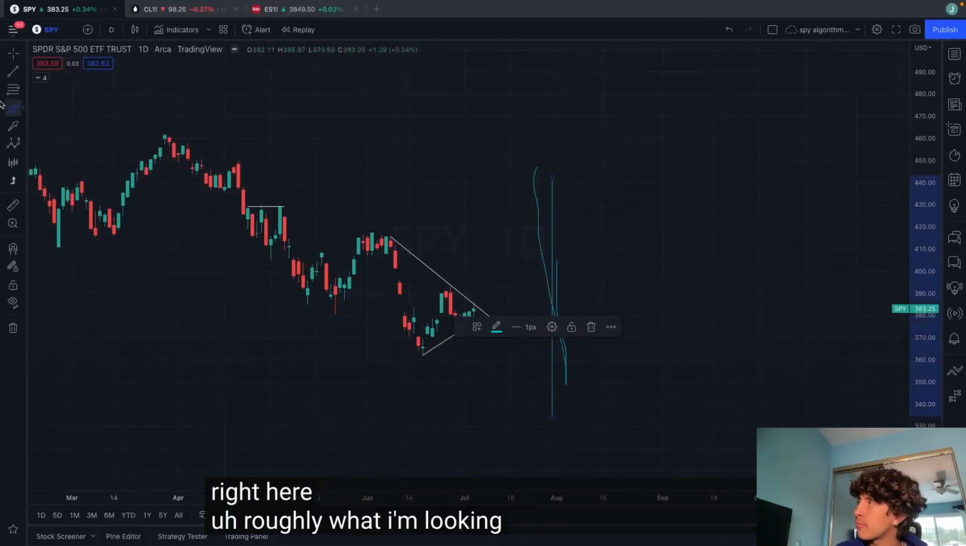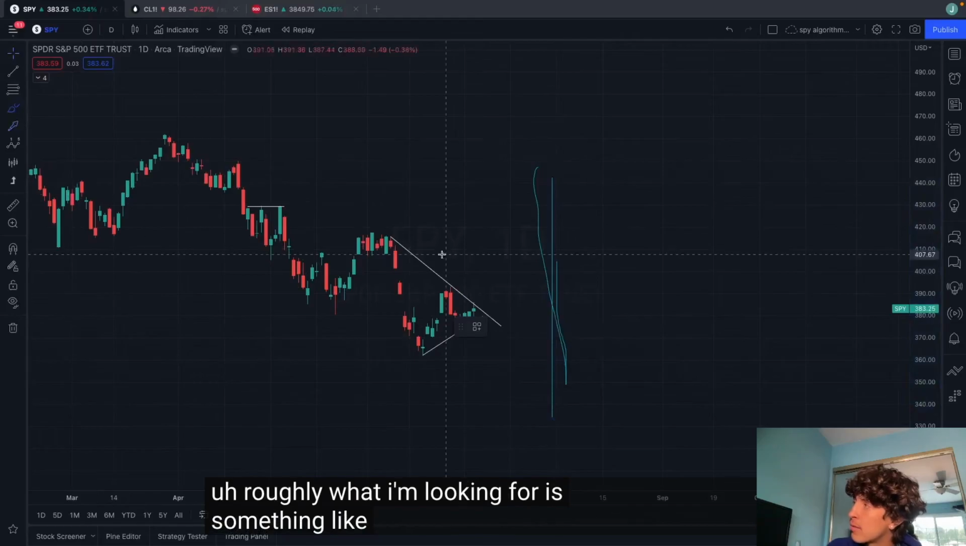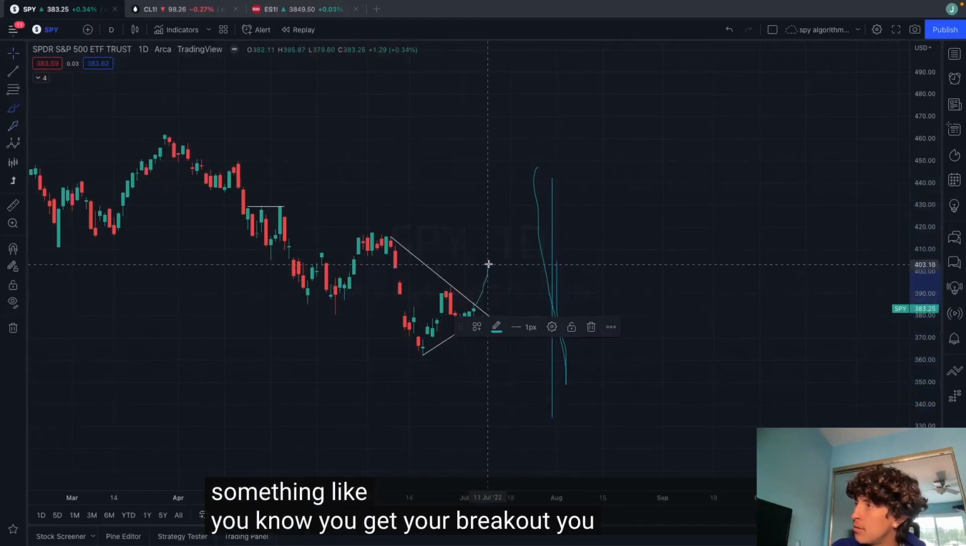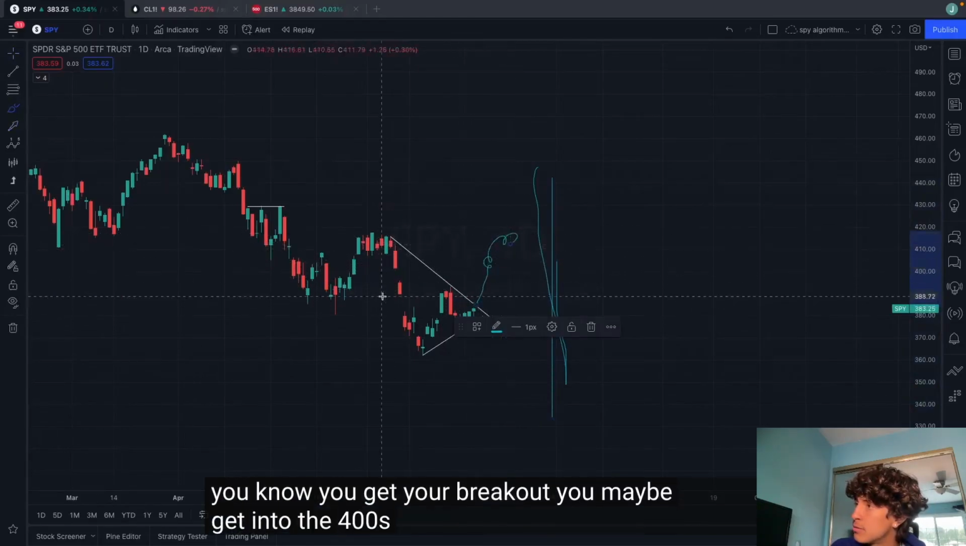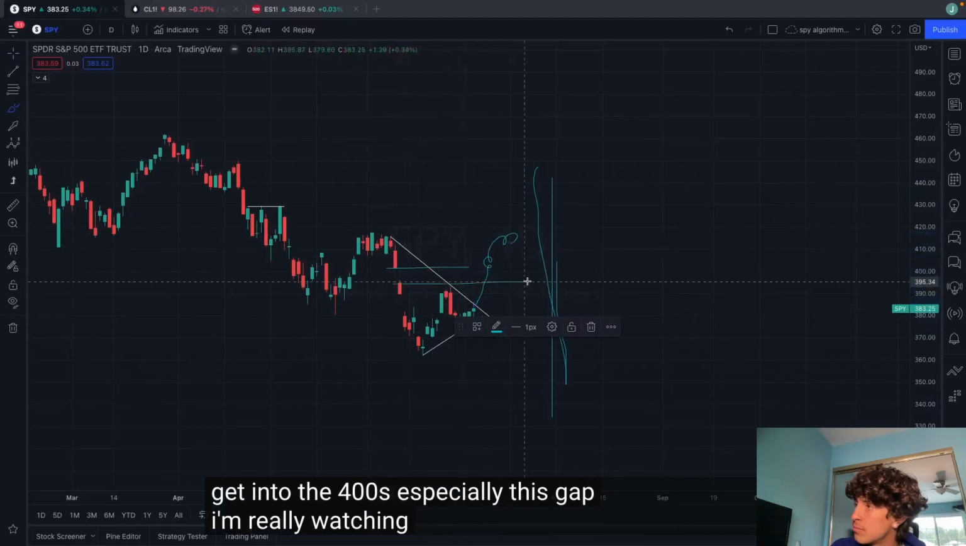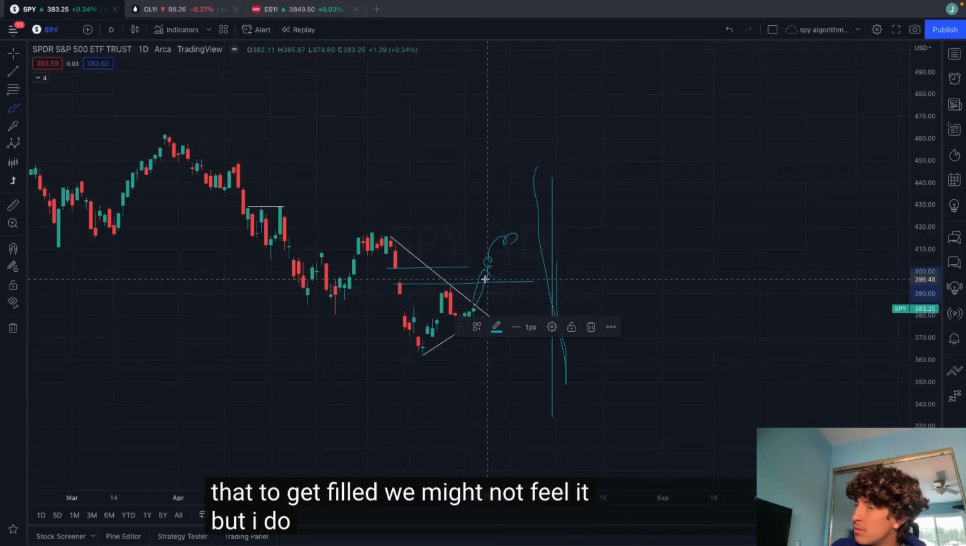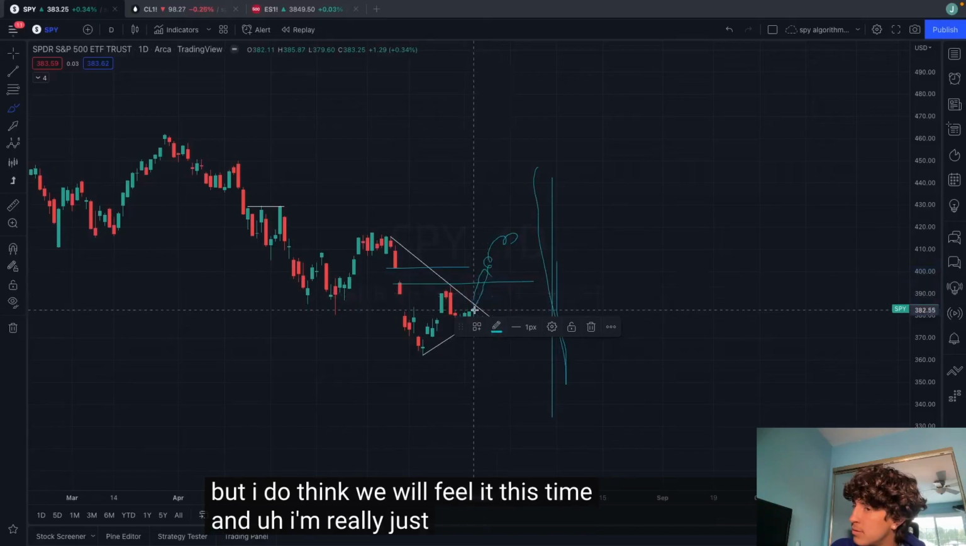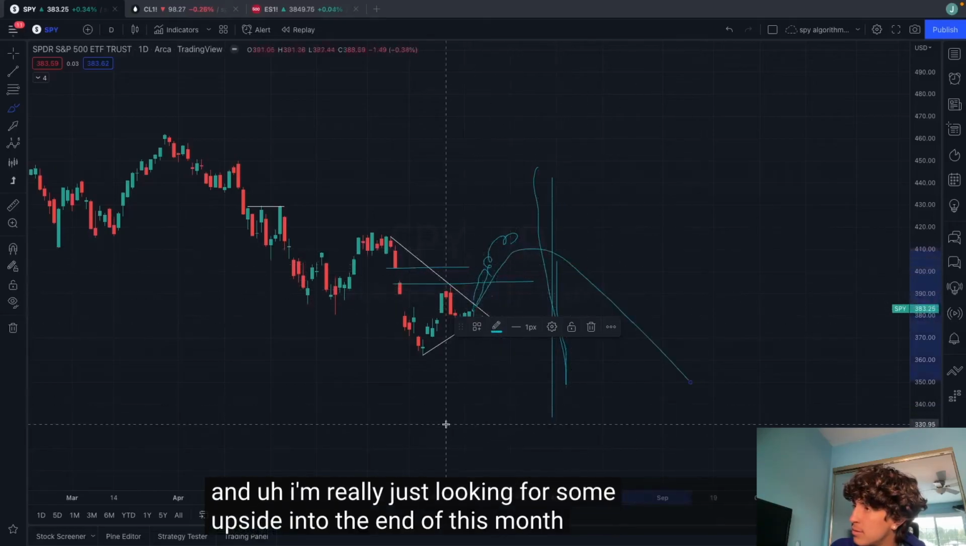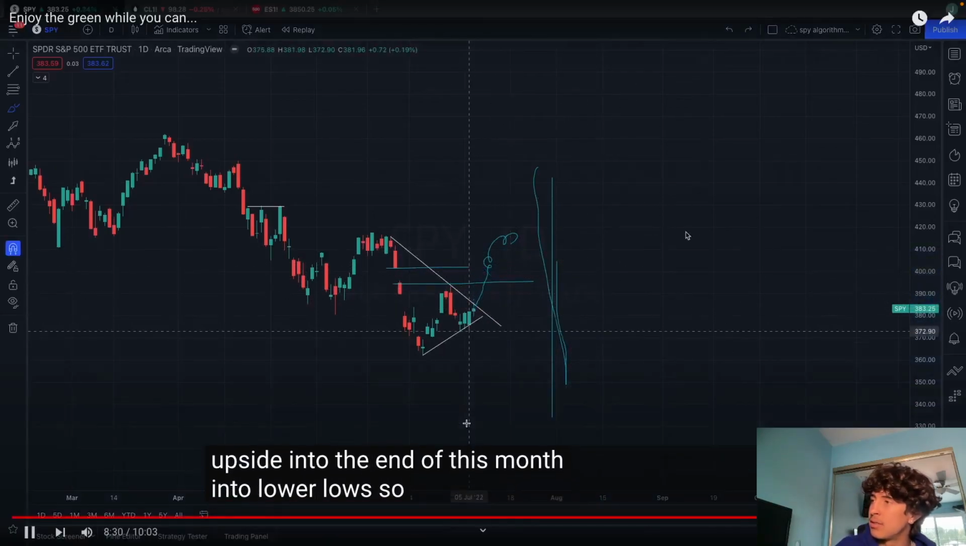What I'm looking for is something like, you get your breakout, you maybe get into the 400s, especially this gap. I'm really watching this gap here. I want that to get filled. We might not fill it, but I do think we will fill it this time. And I'm really just looking for some upside into the end of this month, into lower lows.